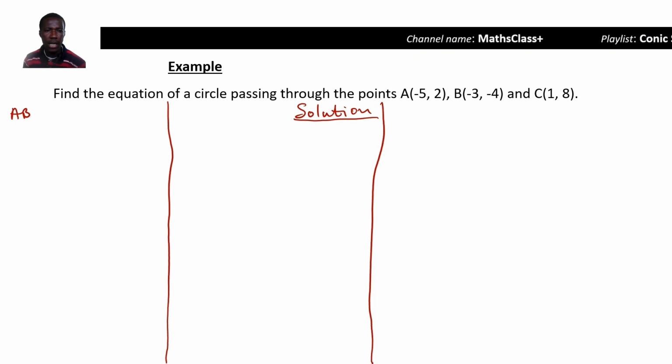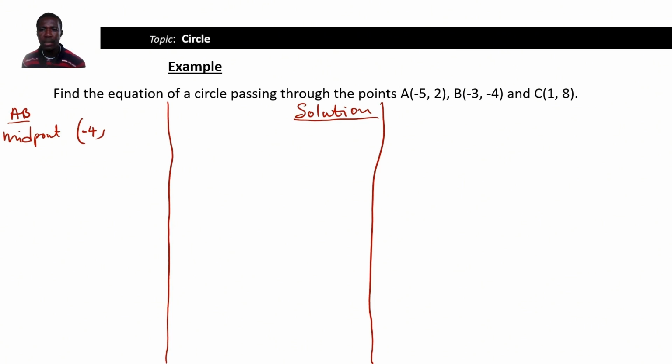So let's take the side AB. Taking the side AB, we will have our midpoint as -5 plus -3, which is -8, divided by 2. That will give us -4. And then 2 plus -4, that will give us -2, divided by 2 will give us -1. So that's our midpoint.